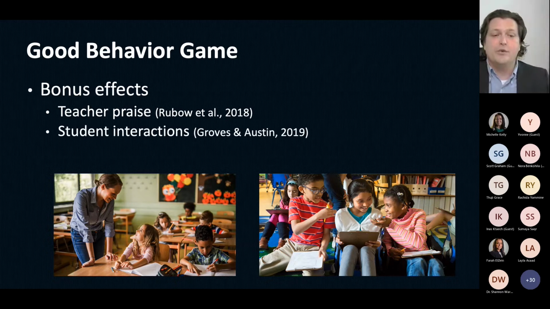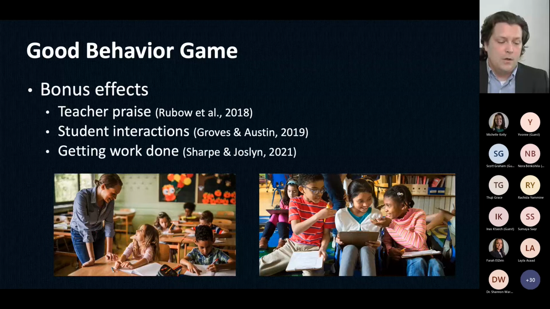Also, improvements in student interactions have been shown in the literature. So students will say nicer things to each other, increases in encouragement and positive statements, and decreases in negative statements, which is interesting because before this research came out, there was some speculation that the good behavior game could result in bullying or students saying mean things to each other if they were not winning the game or something like that. But what research we do have shows that the opposite is actually true.